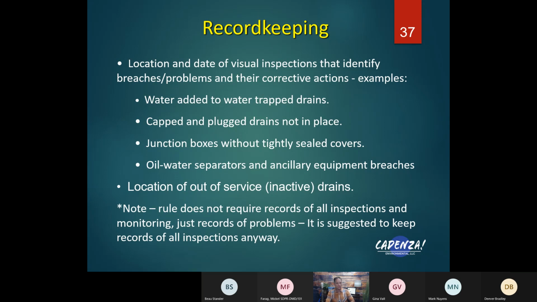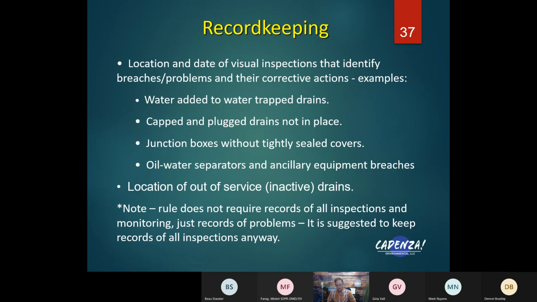Record keeping. Oh, we're doing good on time. So the location and date of visual inspections that identify breaches and problems and their corrective actions. Examples: water added to water trap drains, capped or plugged drains not in place, junction boxes without tightly sealed covers, oil water separators, all of that stuff. Location of out of service or inactive drains.